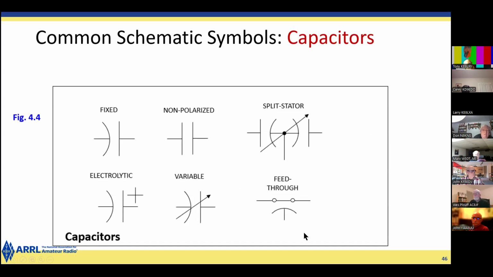A capacitor, the symbol for a capacitor is basically two plates that are separated by a gap, and that's the way they work. Charge is stored on plates on one side of the capacitor and pushed away from the other. So one is charged positively and the other is charged negatively. And you usually see fixed capacitors or variable capacitors.